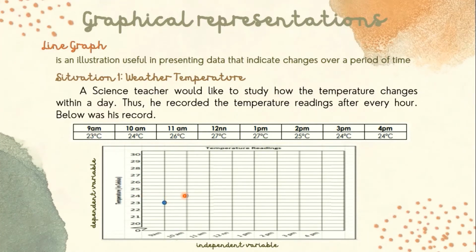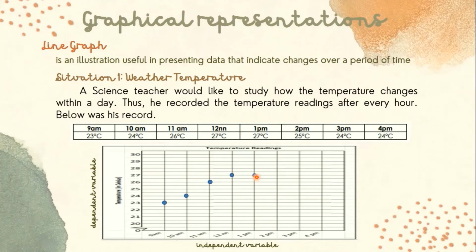Ito yung kanilang intersection. Next, for 11 a.m., hanapin natin ang intersection ng 11 a.m. at 26 degrees. Ito ang 11 a.m. At ito naman ang 26. Yung kanilang intersection ay dito. So, plot natin. 12 noon, recorded ay 27. Ito ang 12 noon. Ito naman ang 27. Yung intersection nila ay ito. Next, 1 p.m. Ito ang para sa 1 p.m. Ang recorded ay 27 degrees as well.